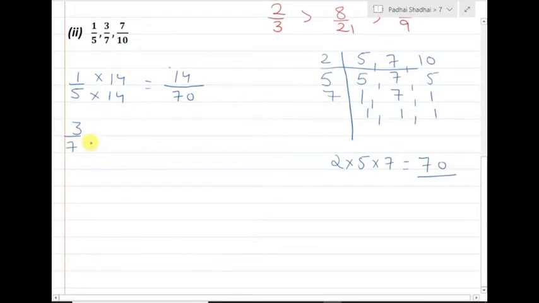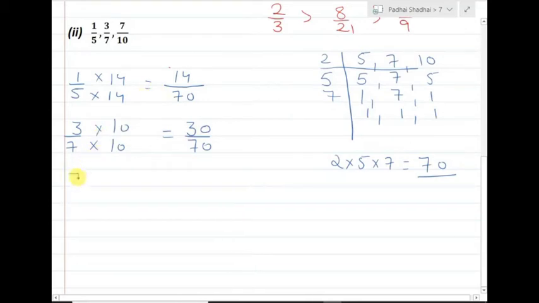Second, 3 by 7. For making 7 we have to multiply it by 10. So 7 10s are 70. We have to multiply it by 10 both numerator and denominator. 10, and there also in denominator and same for the numerator. So 3 into 10, that is 30 upon 70.